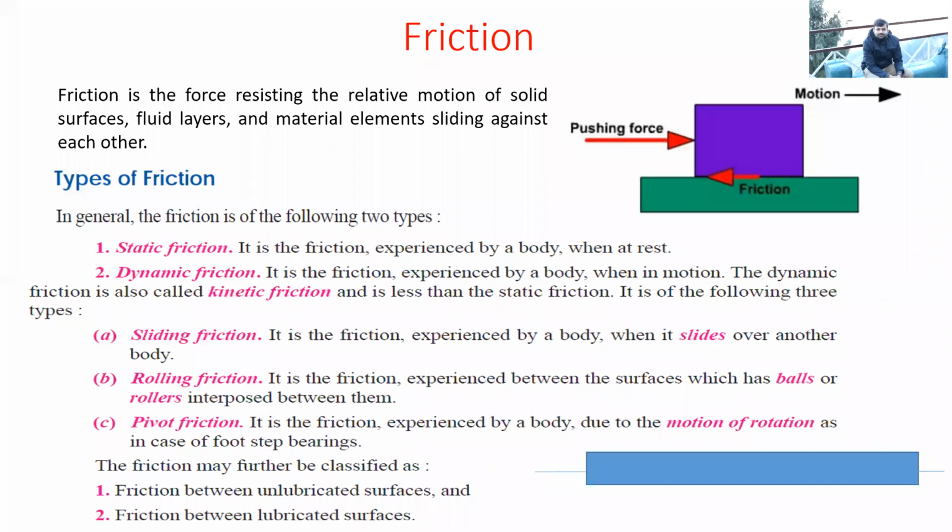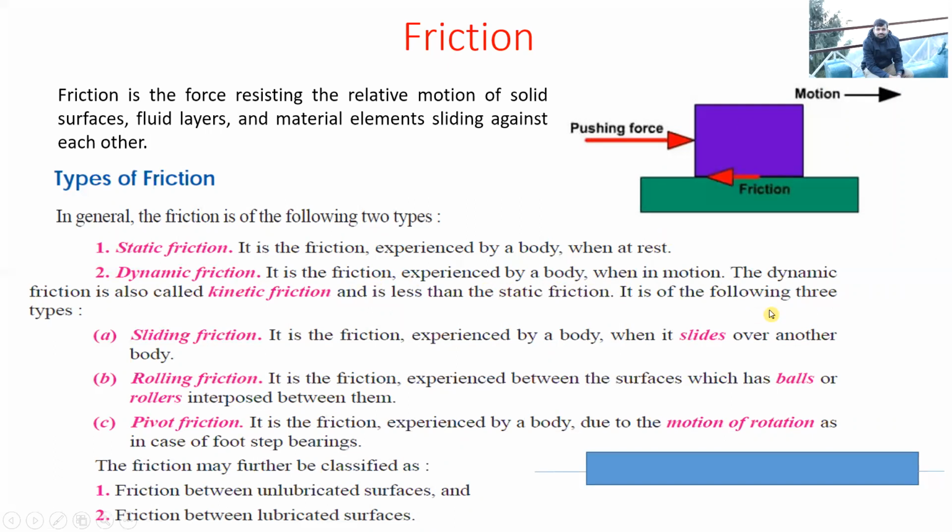So for example, a table is kept on the floor. If there is no friction, a small unbalanced force on the table will get the table moving over the floor. Okay, but this does not happen because there is some friction existing between the floor and the legs of the table, right? Now, the second one is dynamic friction. Now, what is dynamic friction? It is the friction experienced by a body when in motion. So, when a body is in motion, the kind of friction it experiences is called dynamic friction.